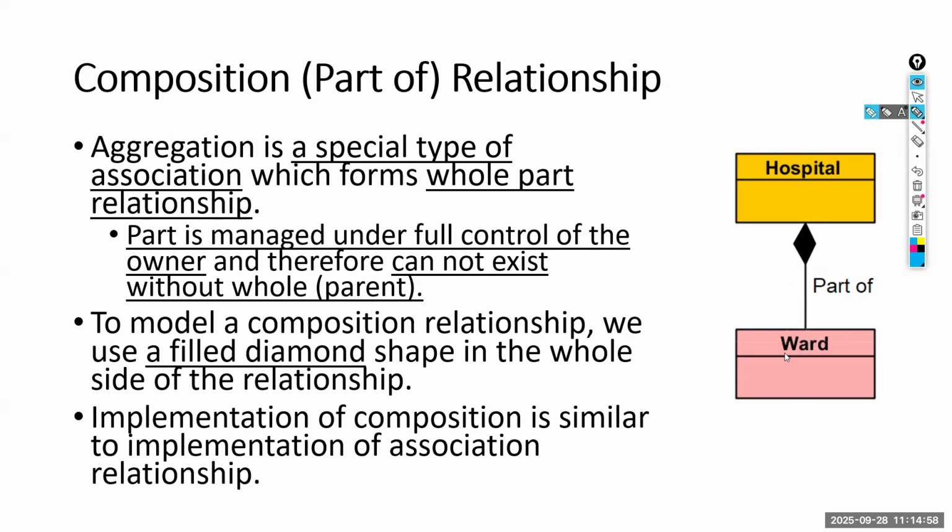But this time, part cannot exist without whole. Part has no independent existence without whole. So that means part is tightly bound and depending on the whole. So then we call it composition. And just to show that it is a stronger one, you shade it. Okay. Like a ward and hospital. Ward cannot exist without hospital.